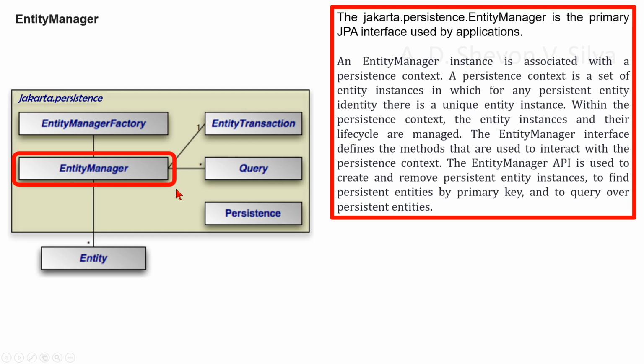The Entity Manager interface defines the methods that are used to interact with the persistence context. The Entity Manager API is used to create and remove persistent entity instances, to find persistent entities by primary key, and to query over persistent entities.